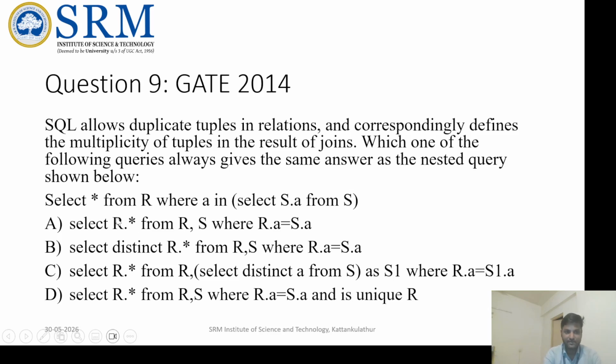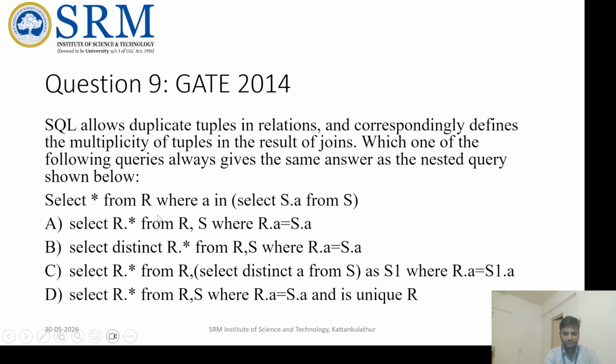First A, select R dot star from R, S where R dot A equals S dot A. So it is basically a natural join between R and S where the common attribute is A. Okay. And the selection is R dot star. So we are selecting only the attributes of R only, not S.